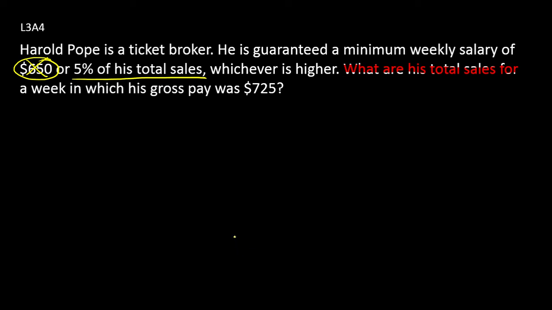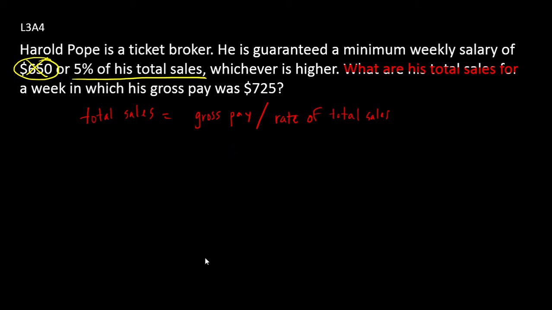Okay? Now, do we need any formulas? Well, sure, we need a total sales formula. So total sales would be equal to gross pay divided by our rate. And in that case, of course, I mean our rate of our total sales. Total sales equals gross pay divided by rate of total sales.